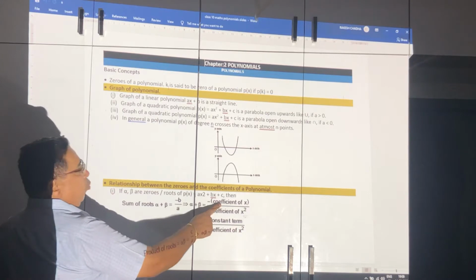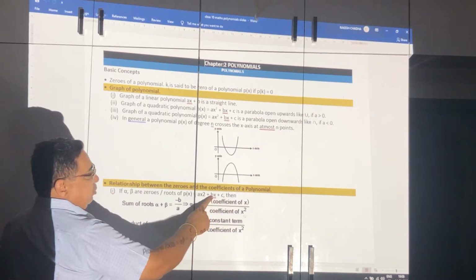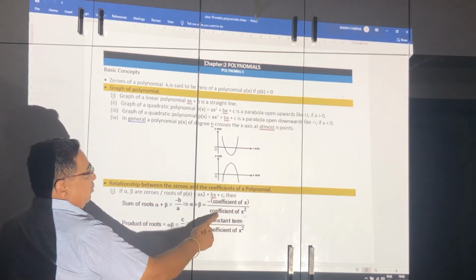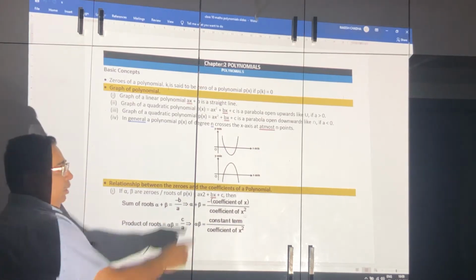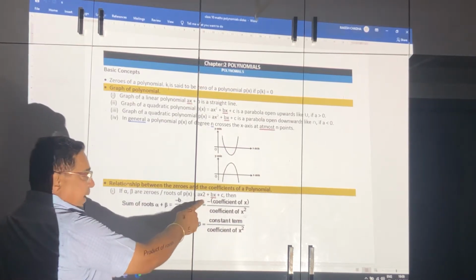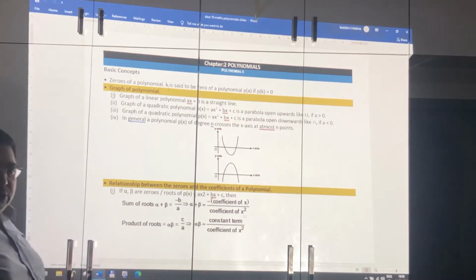In English, b is the coefficient of x, and a is the coefficient of x square. Minus has to be added. There is no minus here, so if the minus is there, don't forget, it has to be in negative terms.